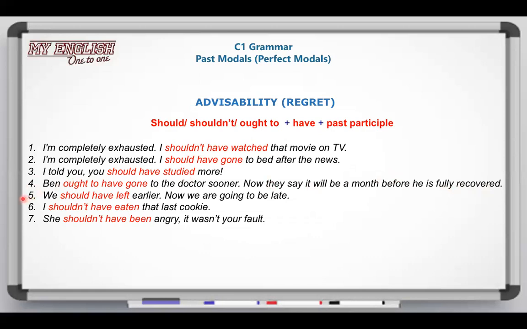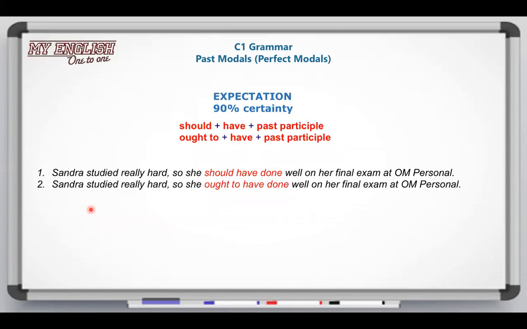Sentence five, we should have left earlier. Now, we're going to be late. Number six, I shouldn't have eaten that last cookie. Number seven, she shouldn't have been angry. It wasn't your fault. So all of these are either regrets or kind of like advising a different situation. Let's continue to the next part, expectation with 90 or 100% of certainty.